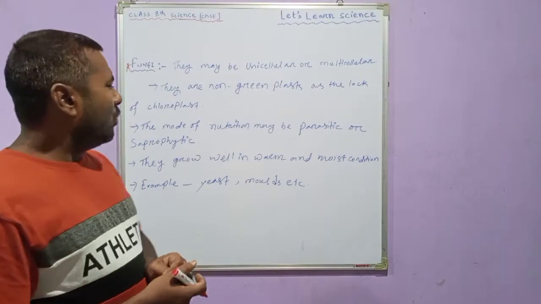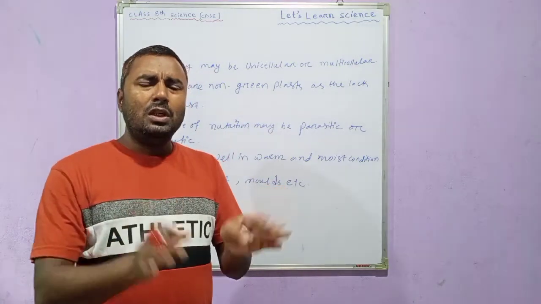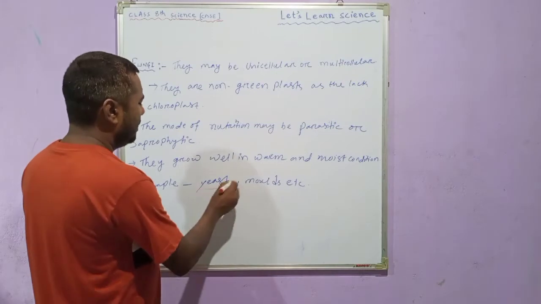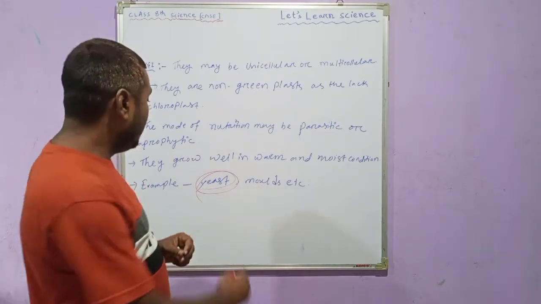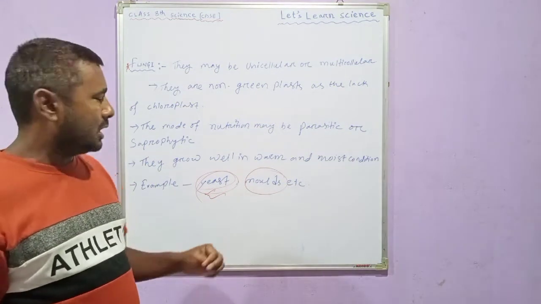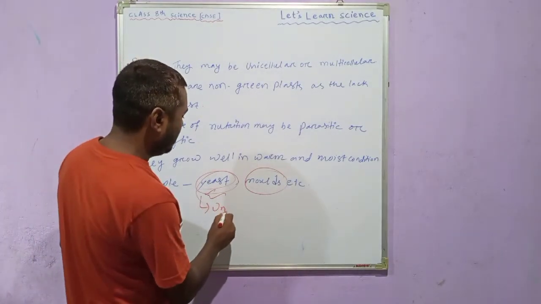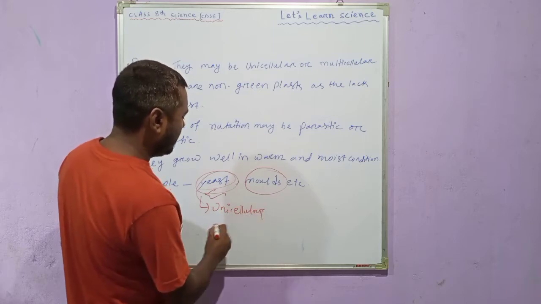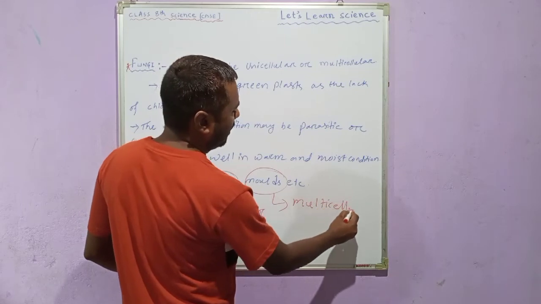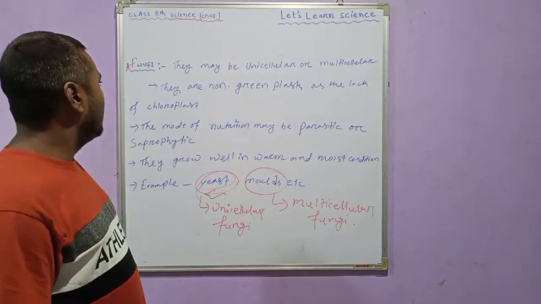Then they grow well in warm and moist condition. The place where it is warm as well as somewhat moist, in those conditions they can grow properly. And some examples of fungi are yeast and molds. Besides that, there are also many more fungi. Yeast here is a unicellular fungi. On the other hand, mold is a multicellular fungi. So like this, you come to know that they will be unicellular or multicellular.